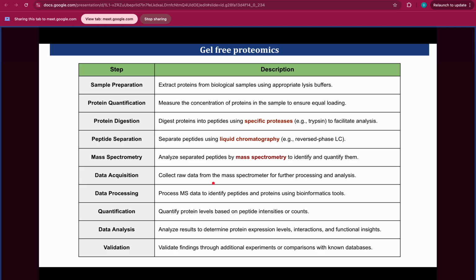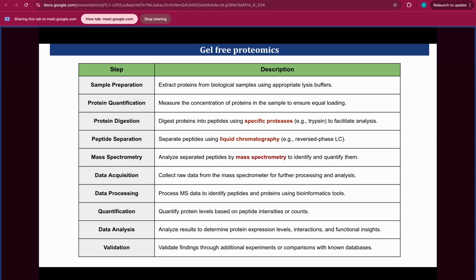Next we will analyze that spectra and identify which peptides are there. So the next step is data processing. From the spectra we will process it, quantify it, and then analyze it. What we can analyze is the protein expression levels, we can compare the interactions, and we can gain some functional insights from it. Ultimately we have to validate our findings, because there could be multiple spectra obtained, so we have to cross-verify the spectra I obtained and the peptide tagging which I have done.